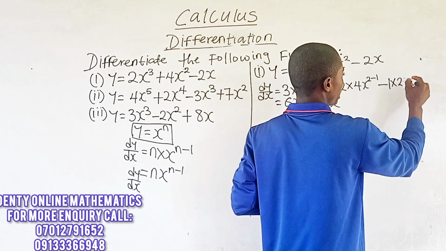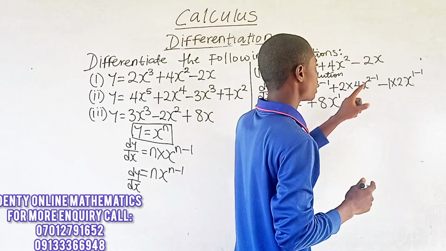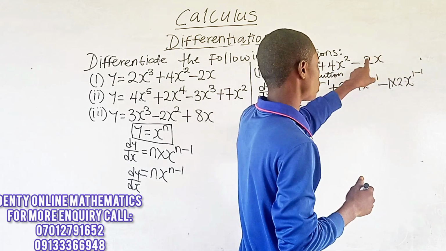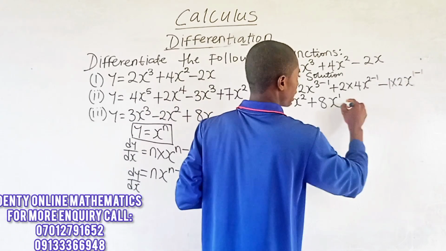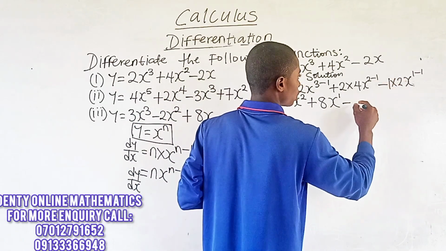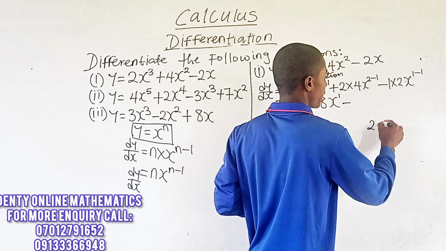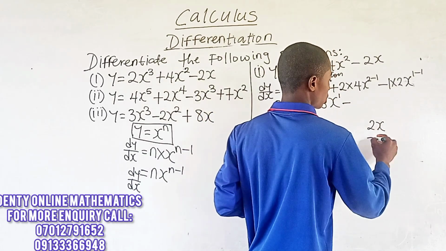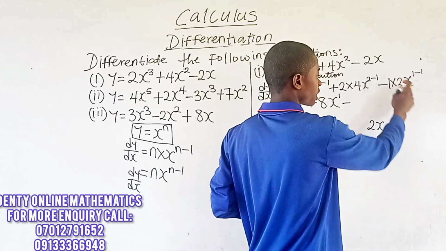It will be 1 times 2x power 1 minus 1. Now let's check. Since here is 1, using this rule we are still using here, and then 1 times 2. Bring down your minus. 1 times 2 gives us 2. But now look at this. If you have 2x, it is the same thing as 2 times x. Hope you get it. So 2x means 2 times x.